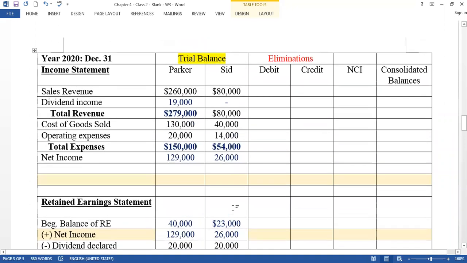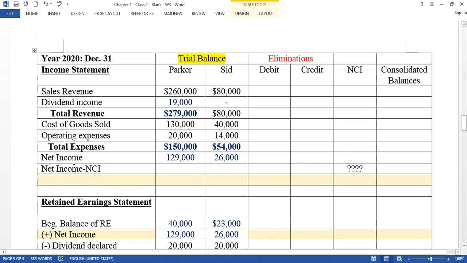Now here, I forgot to tell you, I keep one cell here. Look at it, this net income part is for the parents, right? This part is for the subsidiary. So we should have another net income for NCI, non-controlling interest. Okay, so we will write this amount here later on.